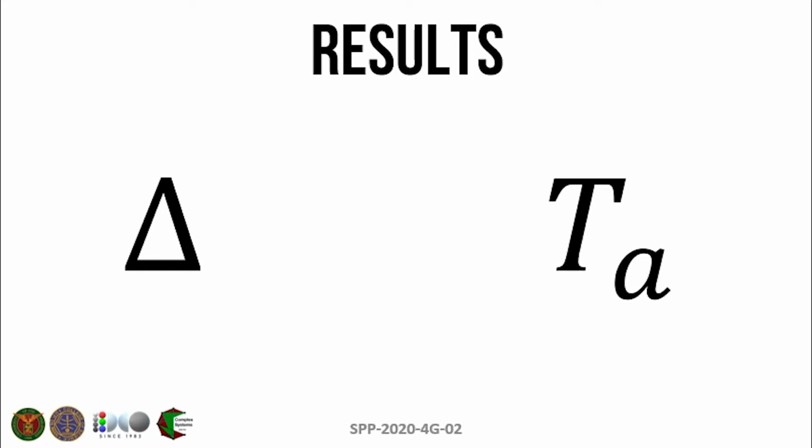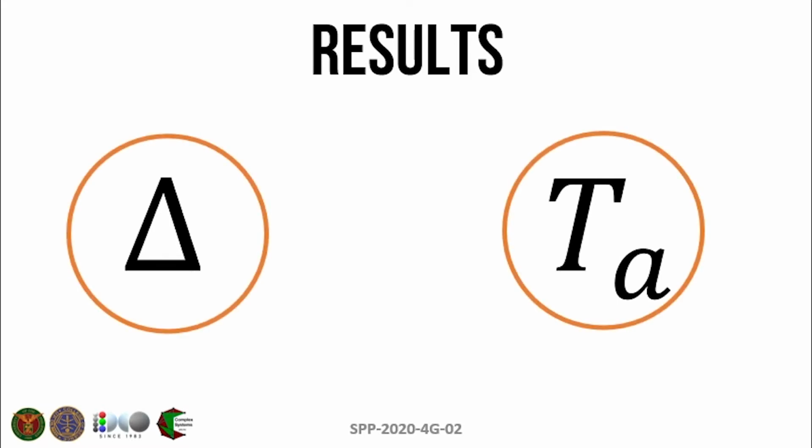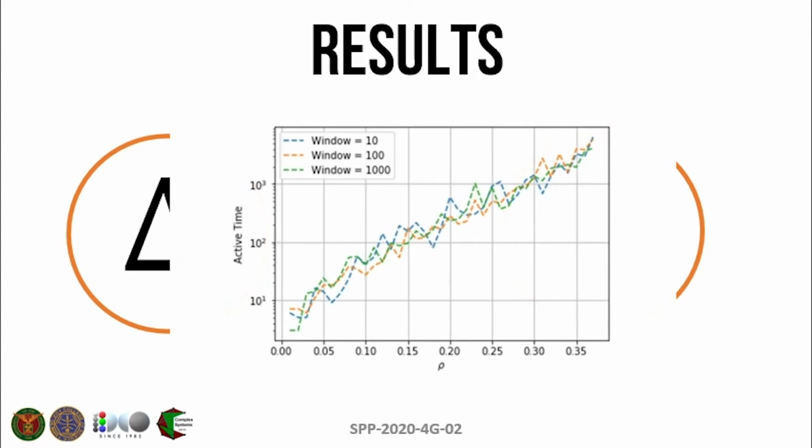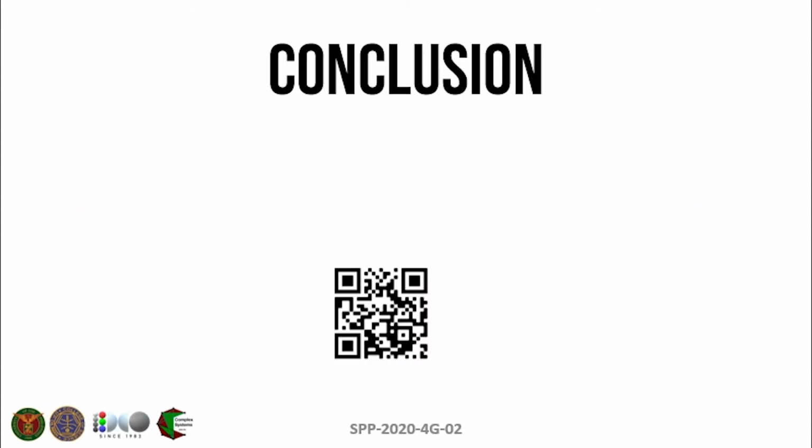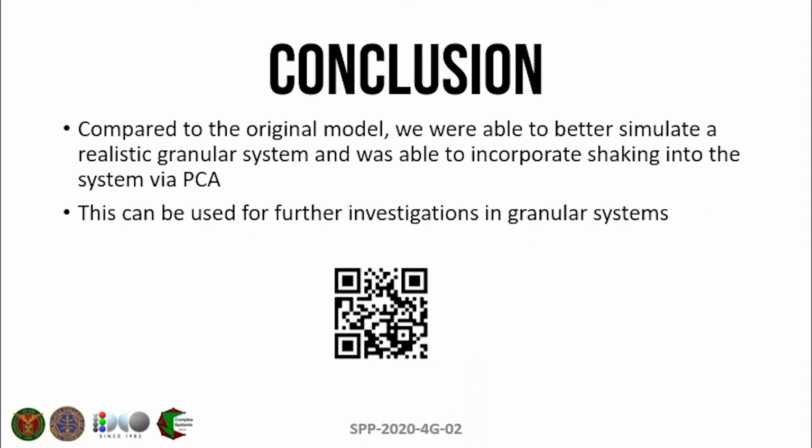So in our results, we look at two main parameters, delta, the amount of change among the particles, and the active time. What we found in our work is that adding more activity caused the system to reach a steady state sooner as compared to the previous work. And we found that the delta values follow a Gaussian distribution, which further reinforces the steady state being achieved at an earlier time. In conclusion, we were able to better simulate a realistic granular system, which can be further used in investigating granular systems. For any questions, please email.